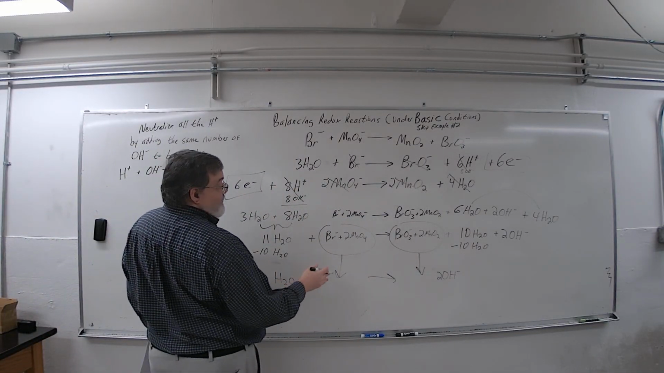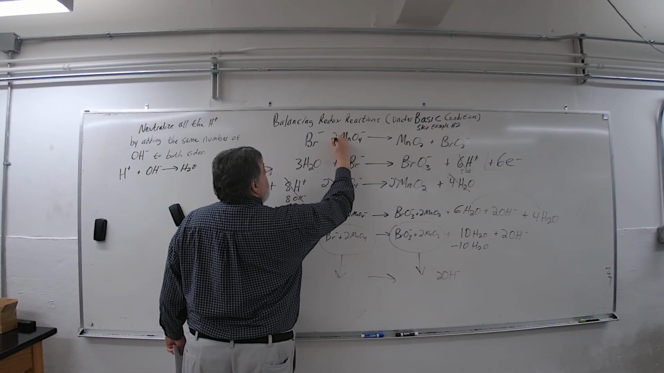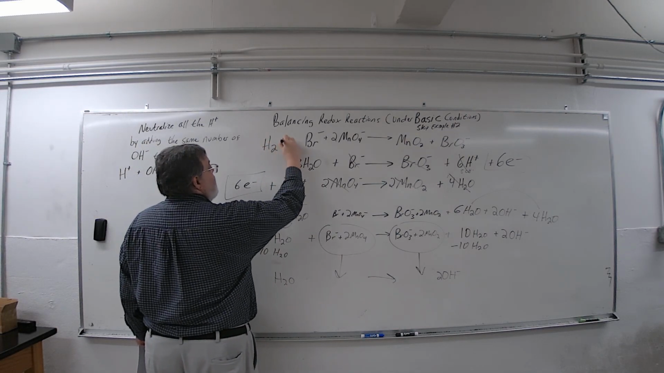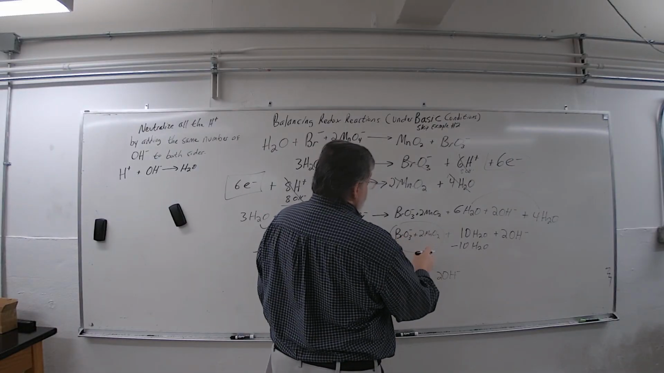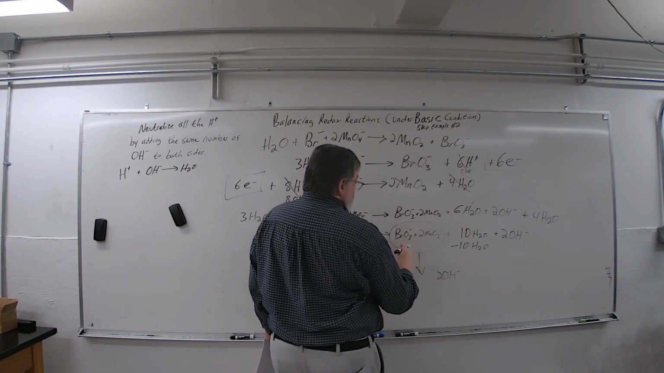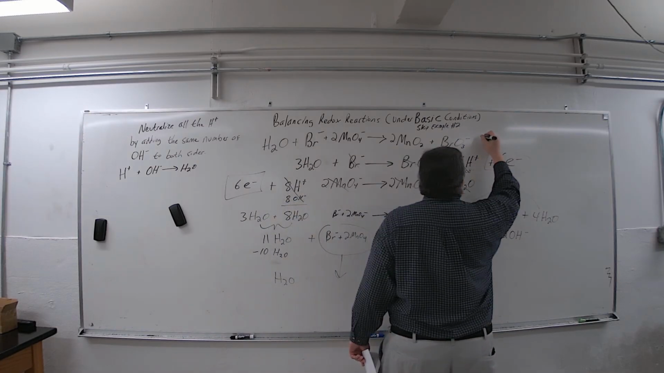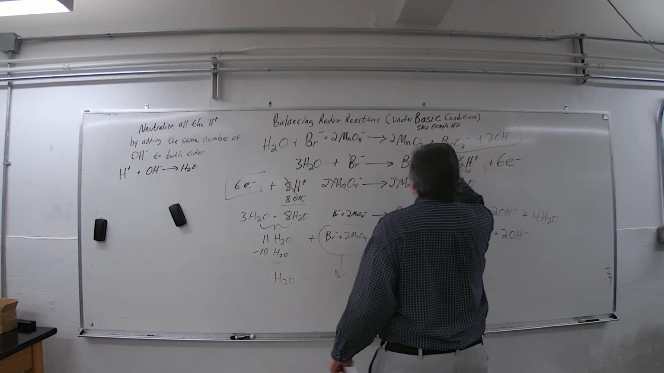So the overall answer is, if I wrote it up here, 2 there, H2O, and then what else? BrO3, 2 of those, BrO negative. So that's where we end up landing.